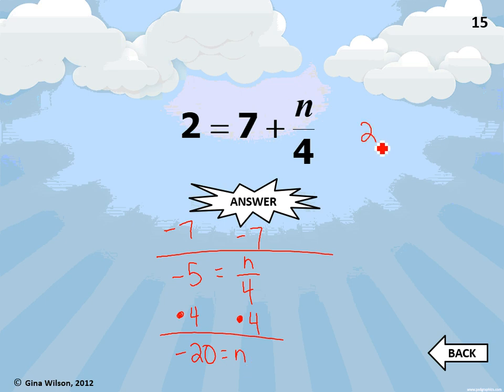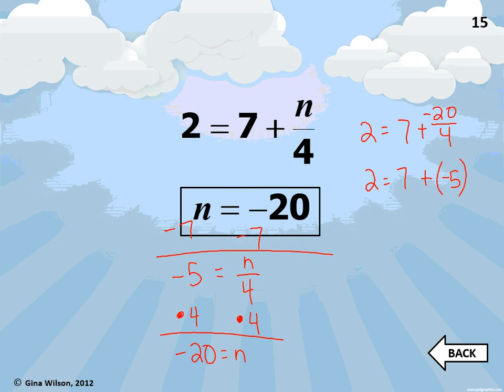Check our work. 2 is equal to 7 plus negative 20 divided by 4. 7 plus, negative 20 divided by 4 is a negative 5. And 7 plus negative 5 is equal to 2. So the answer is negative 20.